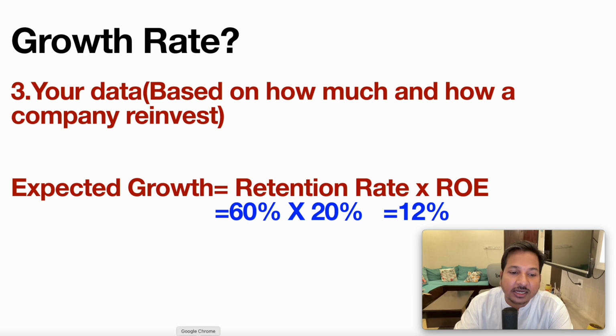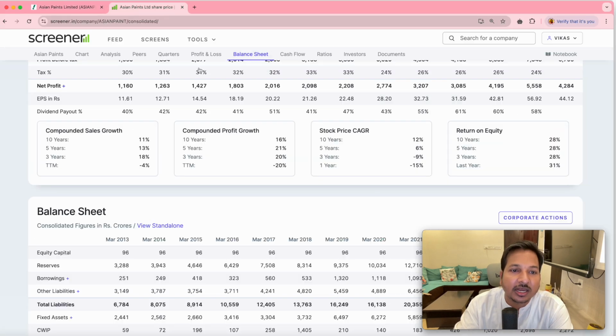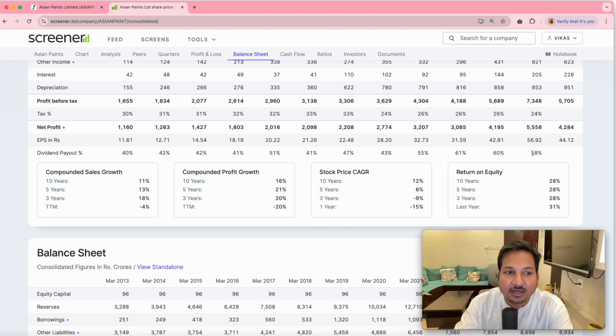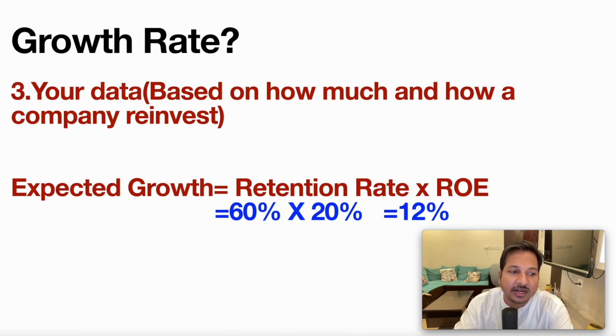So how to know that? You can go to screener.in and see how much the company is giving in dividend. So you can see 58% is the dividend payout, which means 42% is left for the company to reinvest. Okay, that number you can use as the retention rate.